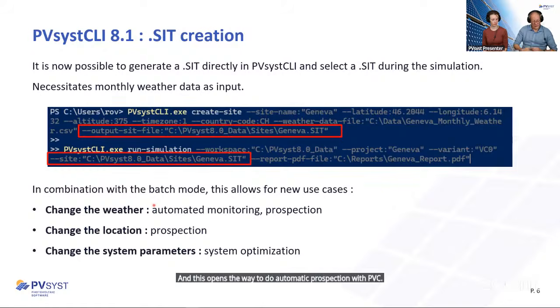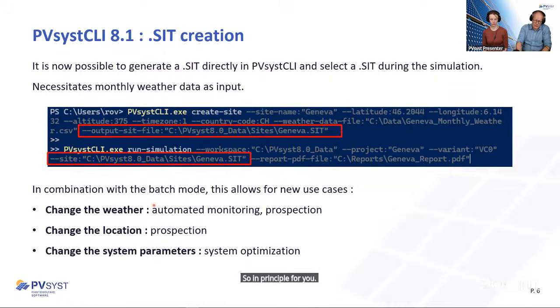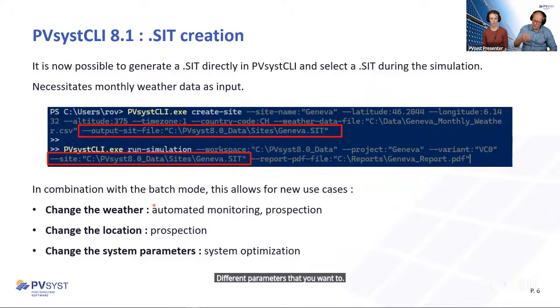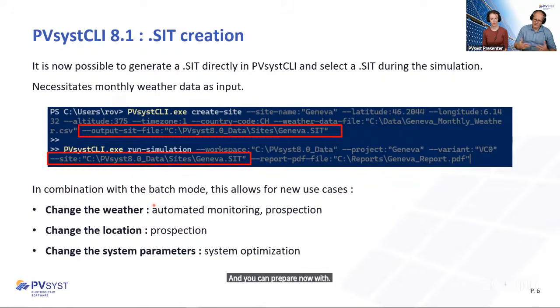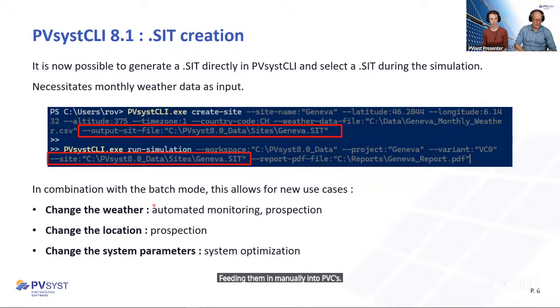And there is also the possibility to use the batch mode of PVsyst with the command line interface. So in principle, for those of you who know the batch mode, you can define in so-called batch parameter files, which are CSV files, different parameters that you want to change and make parametric scans, for example, sensitivity scans on different parameters. And you can prepare now with your own script these batch parameter files, and instead of feeding them in manually into PVsyst desktop application, you can run the batch mode from PVsyst command line interface, from PVsyst CLI. And this gives you a lot of power.